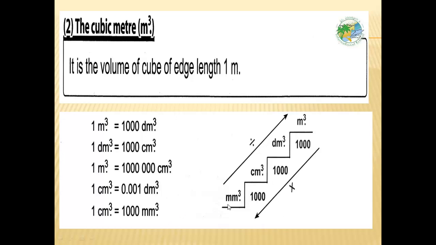But if you want to change from the smallest unit to the greatest unit, you should divide. Don't forget this remark. From the smallest unit to the greatest unit we divide, but from the greatest unit to the smallest unit we multiply.